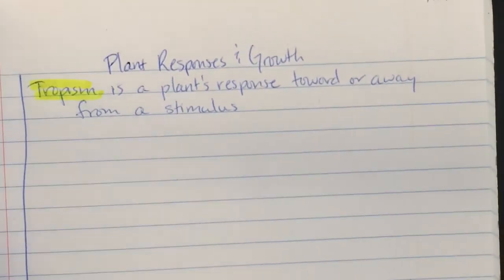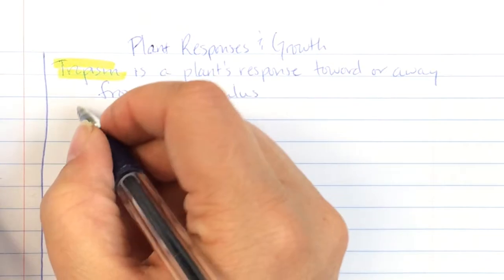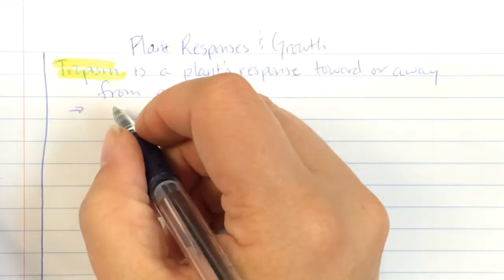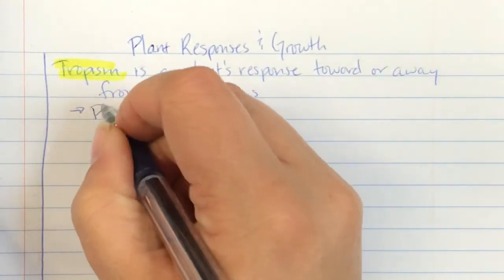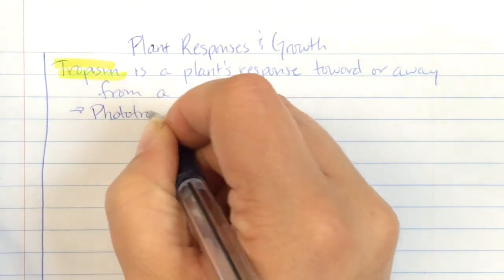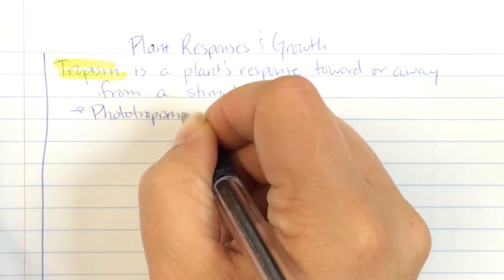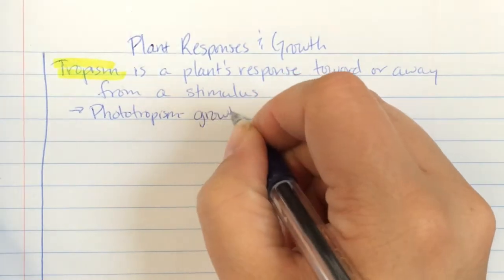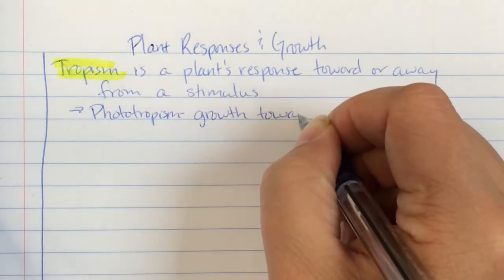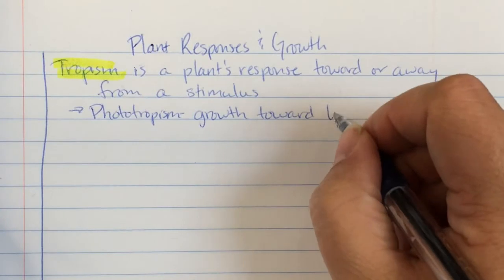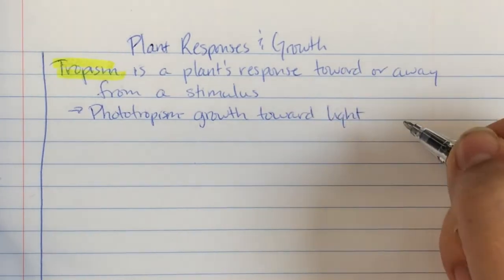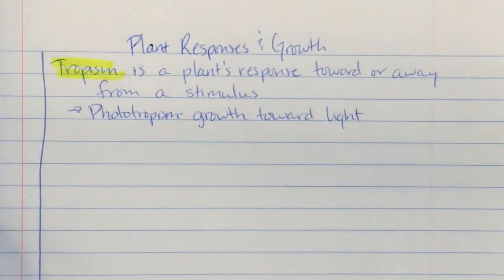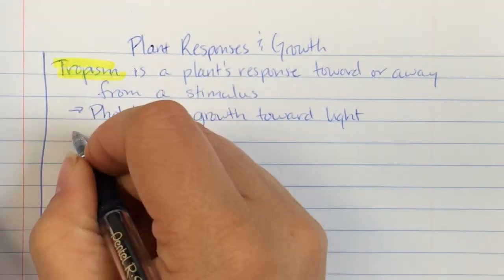So, our tropisms that we focus on this year, the first one, and we've already talked about this a second ago, is phototropism. That's growth toward light. And if you've ever left a plant sitting a little bit away from a window, you start to notice it's growing pointing that way.